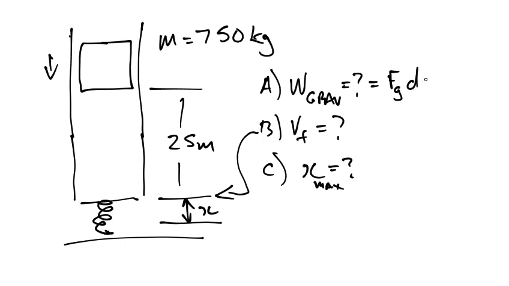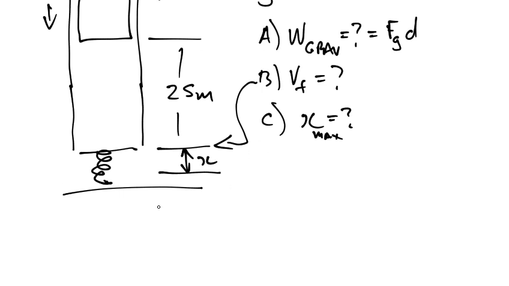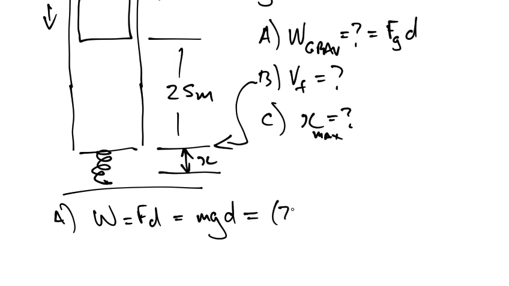So that's just going to be, let's go back over here and try and make some room here. So we'll say A, work equals force times distance. The force of gravity is mg, and the distance is d, that it falls, which is 25 meters. You can also use the variable h. So that's 750 kilos times 9.8 newtons per kilogram multiplied by a d of 25 meters.